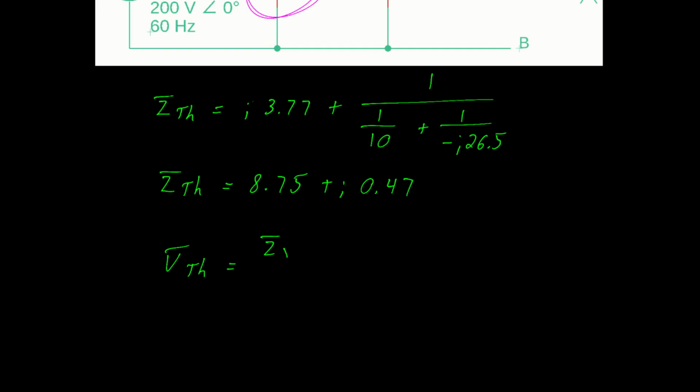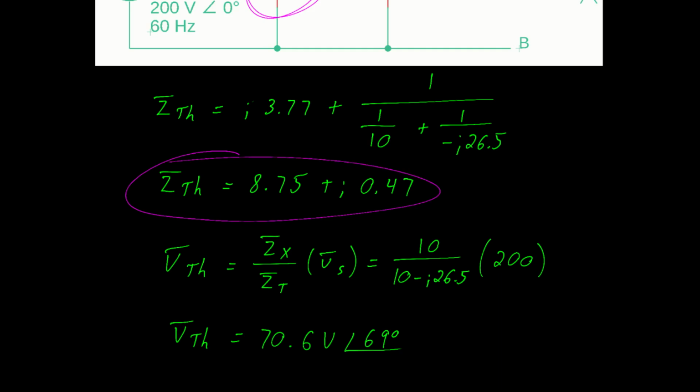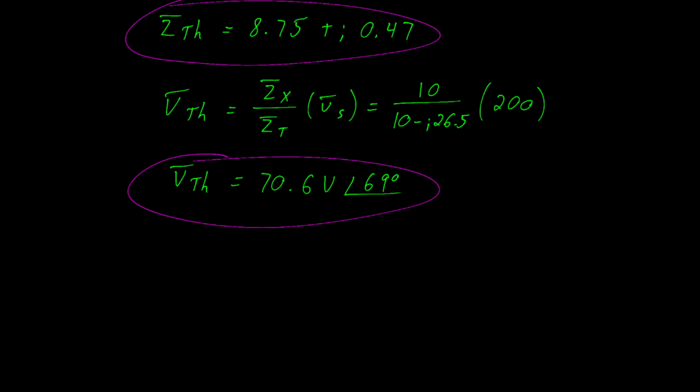We can calculate the Thévenin voltage using a voltage divider rule. Here we have the impedance of interest over the total impedance for the series circuit, all multiplied by the source, which yields a Thévenin voltage of 70.6 volts at an angle of 69 degrees. And you notice that I like to keep the impedances in rectangular form and the voltages in polar form. Again, polar being the form that you'd actually measure had you gone and used a meter.